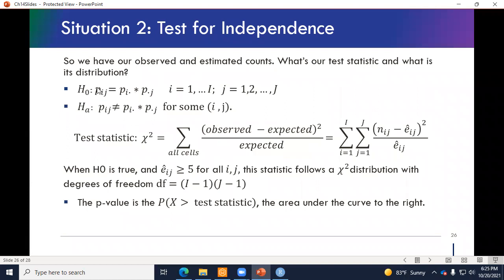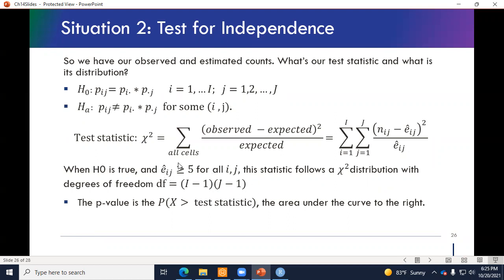So this is the null hypothesis when we test for independence: Pij equal to Pi times Pj for all I and J. The alternative is that they are not equal for some I and J. If we have one not equal, that means they are not all equal, right? So same test statistic, summed up over all cells, and same degrees of freedom.